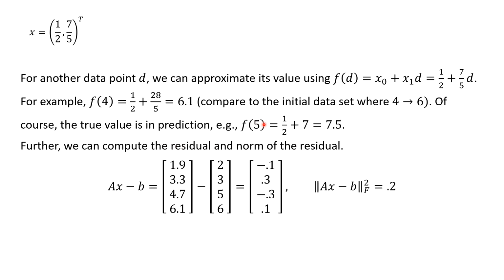So as I said, we can use this predictively. I've given you a very simple example, but hopefully you get the general idea. We can also compute the residual and the norm of the residual. The residual is Ax minus b. Putting in x here, multiplying times A, subtracting b, and we get this here. And then the norm of this is just taking each one of these squared and adding them together, and we get 0.2. Okay, so that's it.